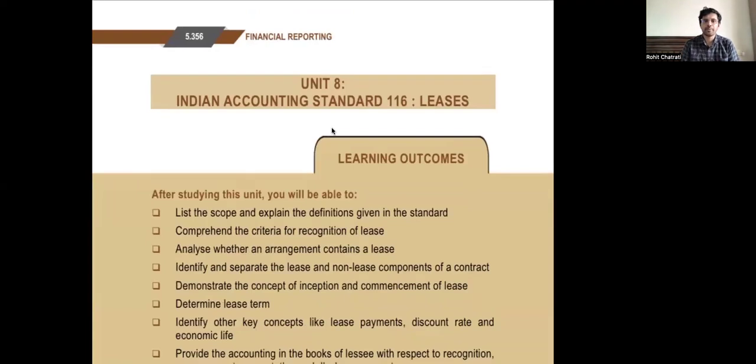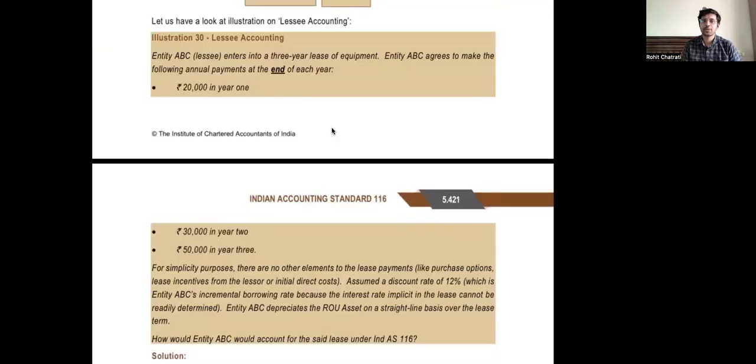Hi everyone, welcome back. Now in this lecture, we're going to start solving questions from Ind AS 116, which is leases. Let's start with illustration number 30. I'm intentionally skipping all illustrations in the beginning and starting with illustration 30, and then we will actually go back and solve earlier illustrations.